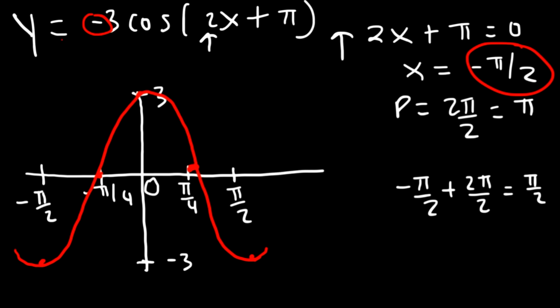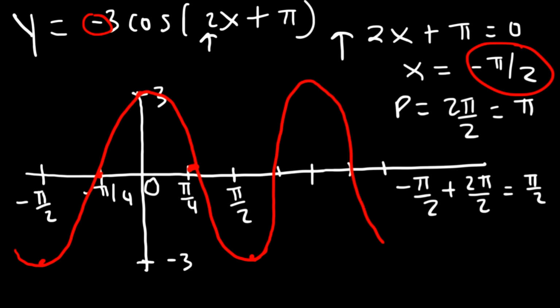If you need to continue it, simply add one period to pi over 2. And that's going to take it to 3 pi over 2. So let's say 3 pi over 2 is over here. And then you can break this into 4 intervals, and simply extend the graph. Now my graph is not drawn to scale, so just keep that in mind. But at 3 pi over 2, it should be in the same position as it was here.